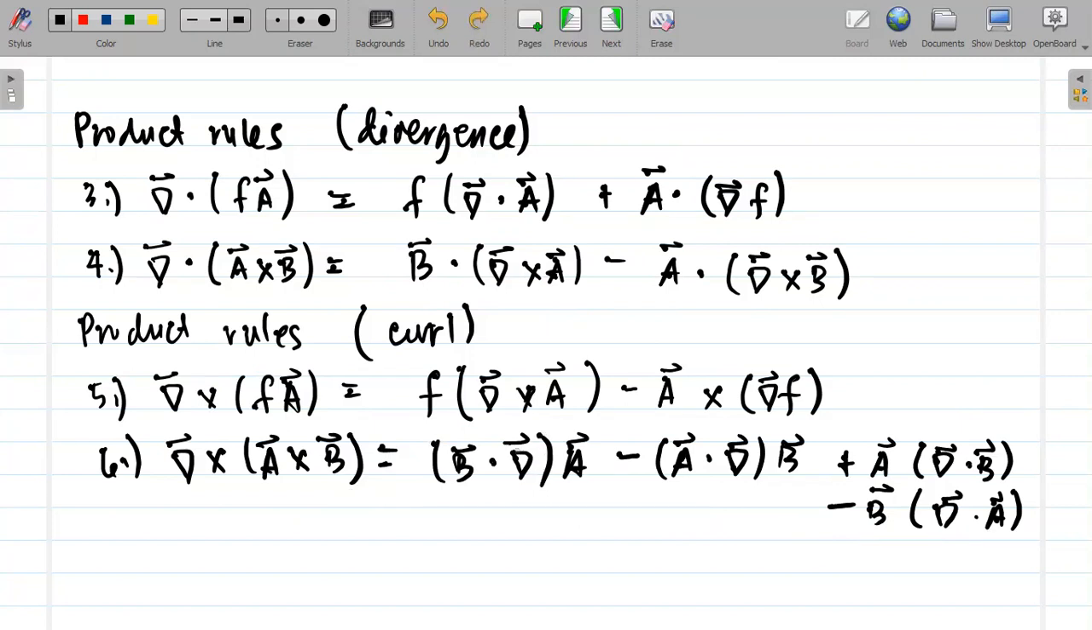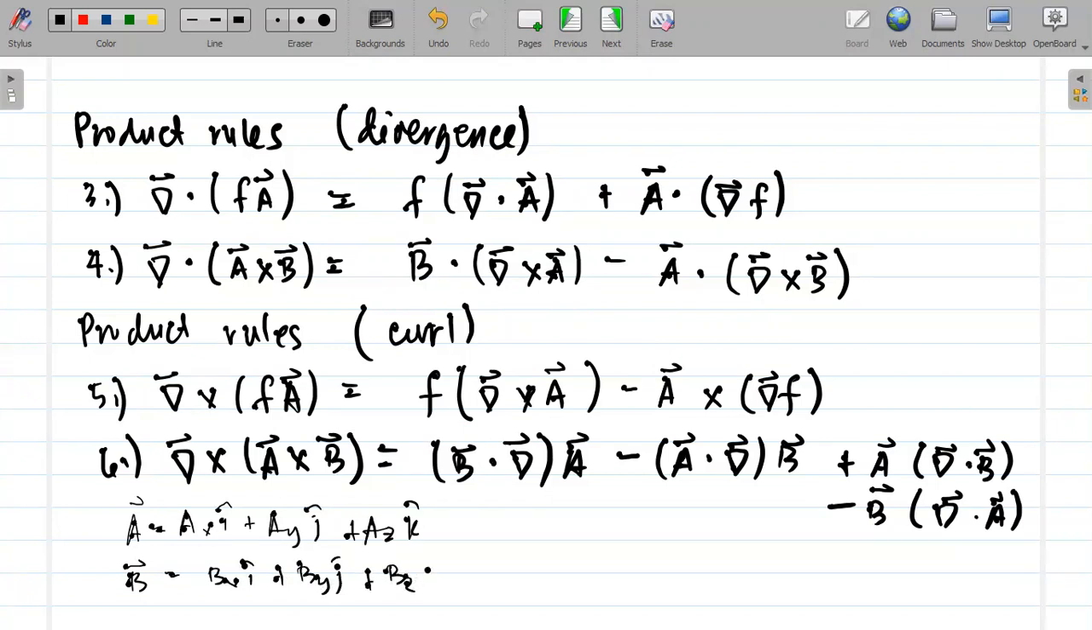Pero kung gusto nyong i-prove yan, class, yung A, gawin yung AX i hat plus AY j hat plus AZ k hat. Tapos yung B nyo, gawin yung BX i hat plus BY j hat plus BZ k hat. Then, madederive nyo yung mga quantities niya, at ma-find out nyo na equal sila.